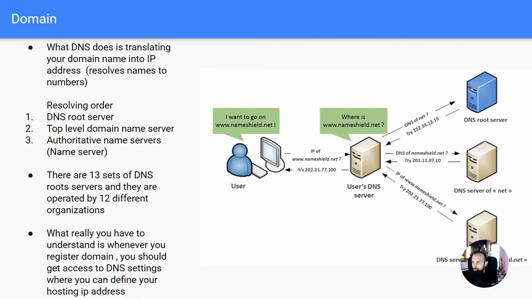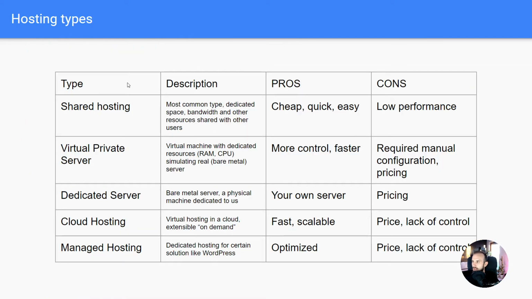What you have to really remember is that whenever you register a certain domain, you should get access to this DNS configuration, where you can just specify the IP address of your hosting, and the domain provider will take care of publishing this information to the world on your behalf. Okay, so let's move to the different hosting types.